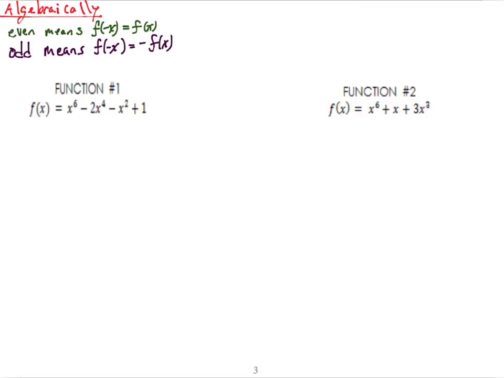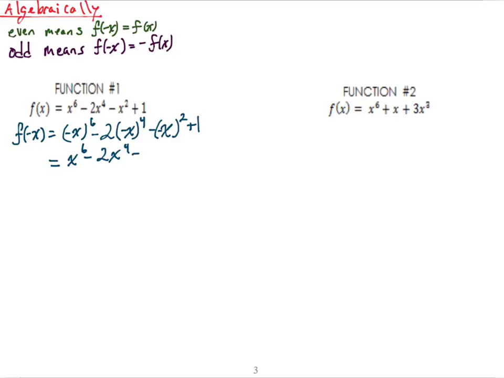So we want to find f of negative x. So f of negative x equals negative x to the 6th power minus 2 times negative x to the 4th power minus negative x squared plus 1. All right? Well, any negative to an even power is always positive. So we get x to the 6th minus 2x to the 4th minus x squared plus 1.